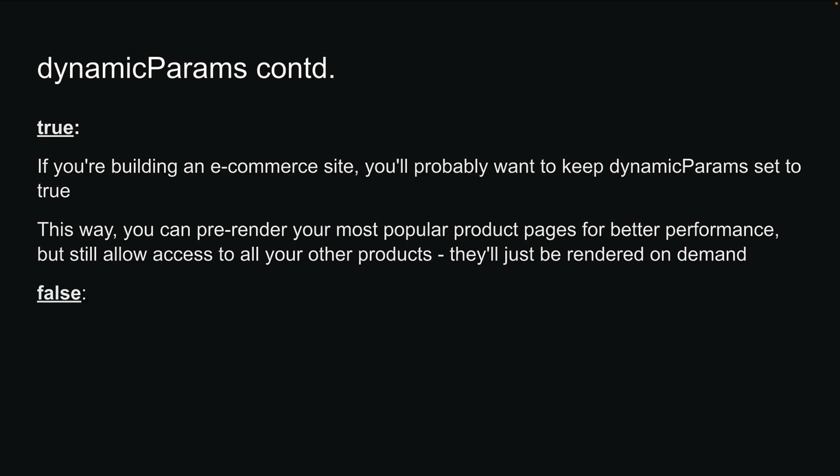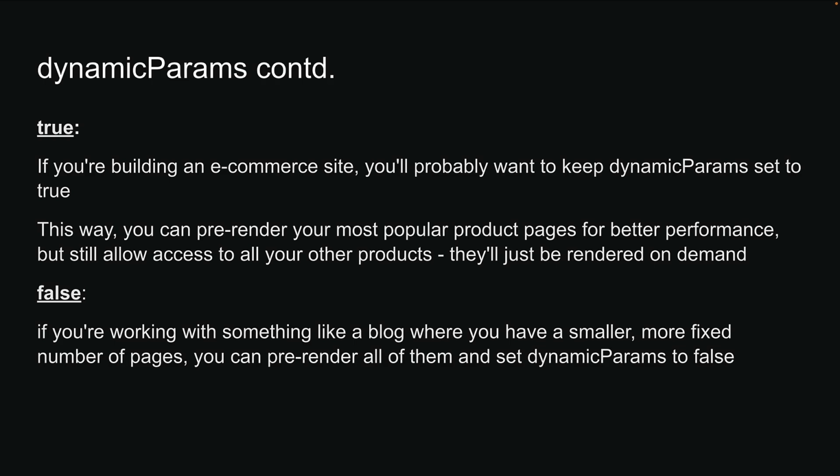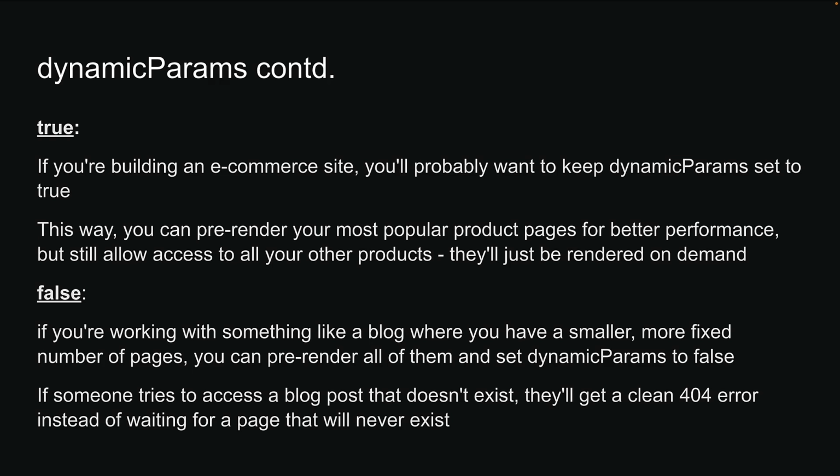On the flip side, if you're working with something like a blog where you have a smaller, more fixed number of pages, you can pre-render all of them and set dynamicParams to false. This way, if someone tries to access a blog post that doesn't exist, they will get a clean 404 error instead of waiting for a page that will never exist. So that is dynamicParams in a nutshell. It's a simple setting that gives you powerful control over how Next.js handles those dynamic segments that are not included in generateStaticParams.